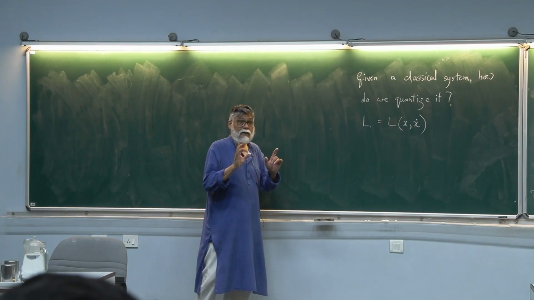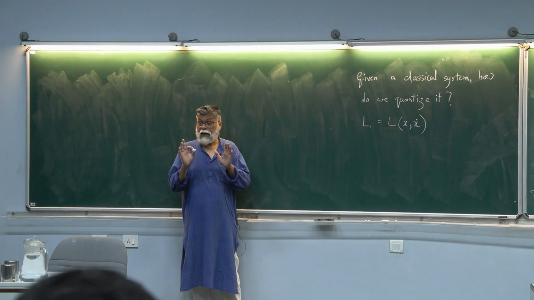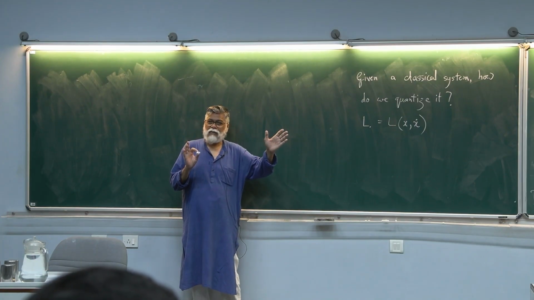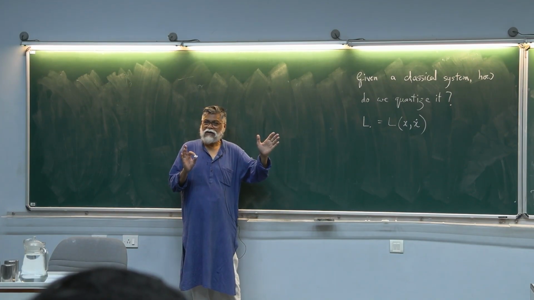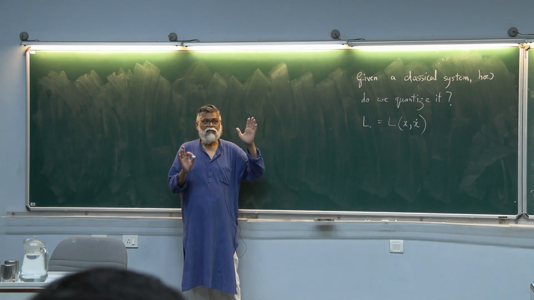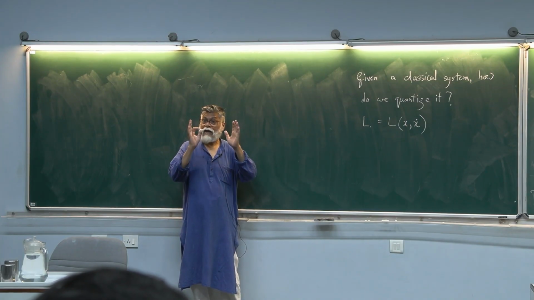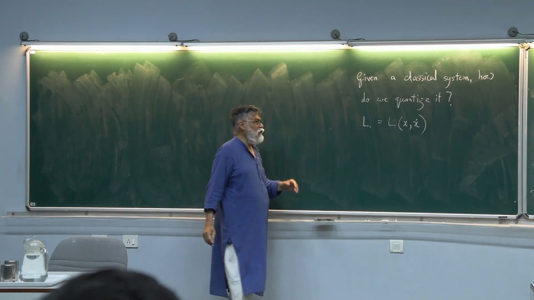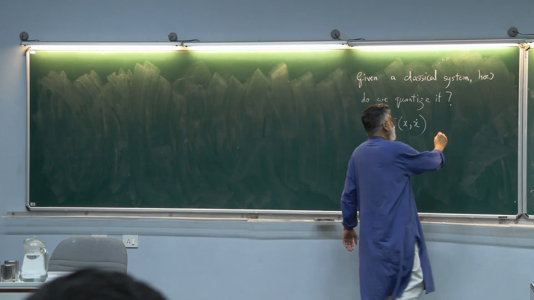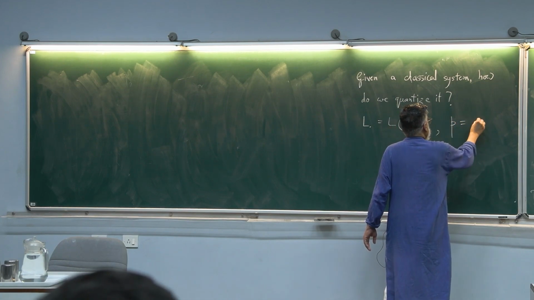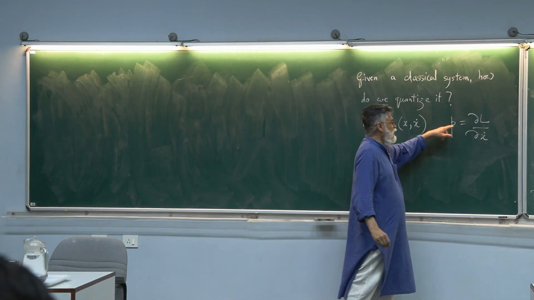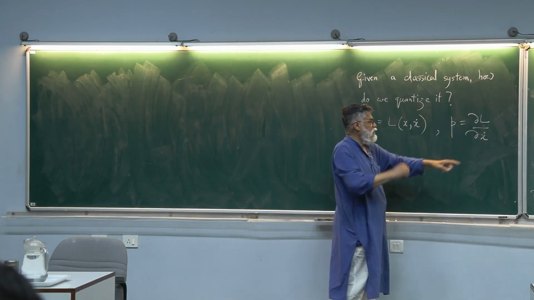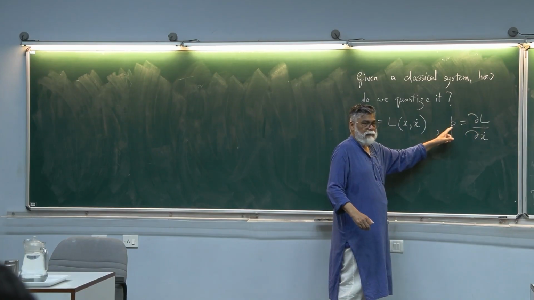So the first step in going about quantizing is to go into the Hamiltonian formalism. In the Hamiltonian formalism, you don't use the configuration coordinate x and velocity x dot, but you go to x and p, momentum. And how do you do it? First you find out what the momentum is. By definition, momentum is del L by del x dot. And from this equation, you can invert it and get x dot in terms of p.